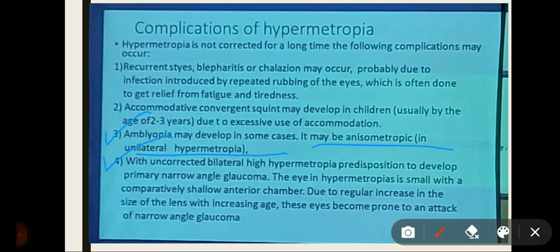Third complication is myopia may develop in some cases, which may be anisometric in unilateral hypermetropia. With uncorrected bilateral hypermetropia, there is predisposition to develop primary narrow angle glaucoma. The eye in hypermetropia is small with a comparatively shallow anterior chamber. Due to regular increase in the size of the lens with increased age, this eye becomes prone to an attack of narrow angle glaucoma.